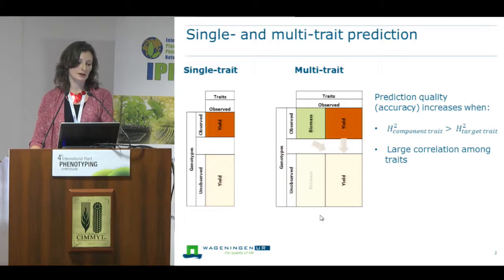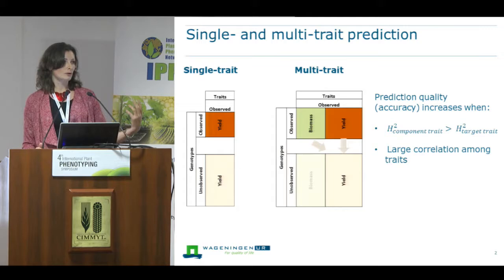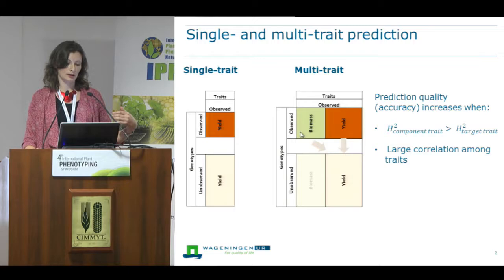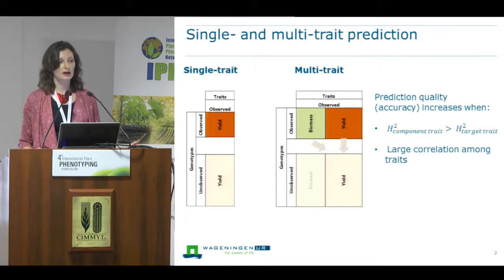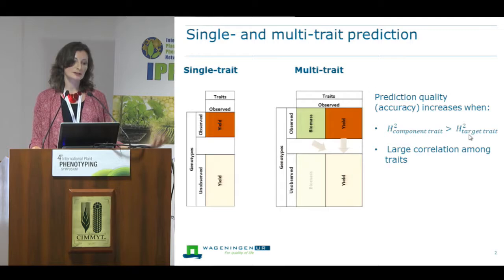Now, this can be expanded into a more complex model in a multi-trait situation, in which, for example, biomass and yield are modeled simultaneously. This is expected to have a higher prediction accuracy when the heritability of these component traits, like biomass, is larger than the heritability of the target trait grain yield. But also, there needs to be a genetic correlation between both traits.